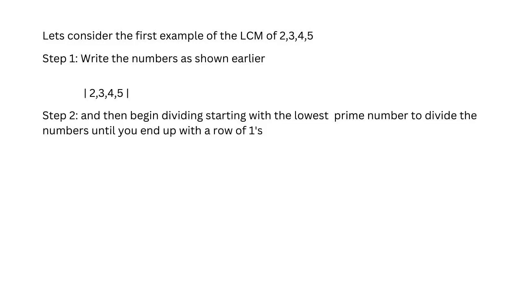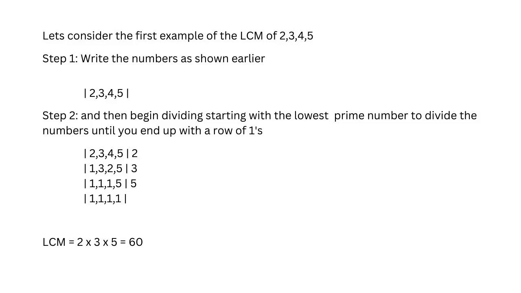Let's consider the first example of the LCM of 2, 3, 4, 5. Step 1. Write the numbers in a row, as shown earlier. Step 2. And then begin dividing the numbers starting with the lowest prime number so that you get a 0 remainder each time. Repeat until you get a row of all ones. Then, multiply all the divisors to get the LCM.